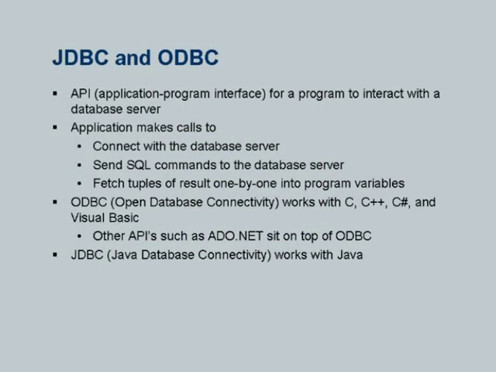So the basic sequence of steps, whichever API you use, is to first connect to the database server through the network, send SQL commands to the database server, and fetch results. If you have a single result, you can fetch it immediately. If your query has many tuples in the result, you have to fetch them one by one, or block by block, or whatever other way, and then output them to the application user.